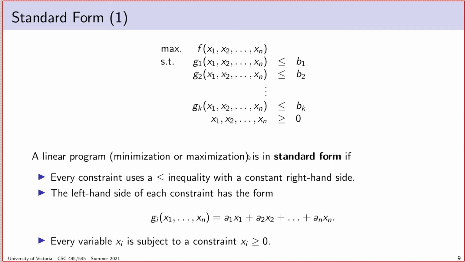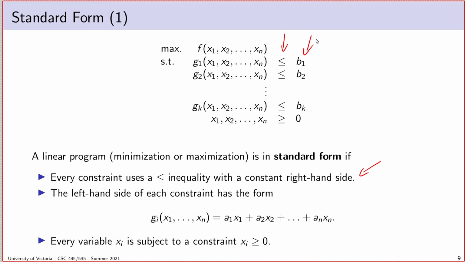So I guess we're at a point where we can actually begin defining what a linear program is supposed to look like. So a linear program, whether it's maximization or not, although we can safely assume it always is, is said to be in standard form if the following conditions apply. Every single constraint involves a less than or equal to sign, and the right-hand side is a constant.